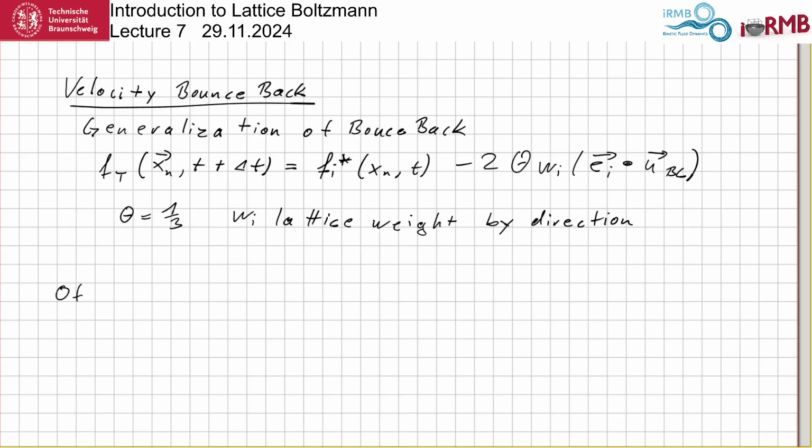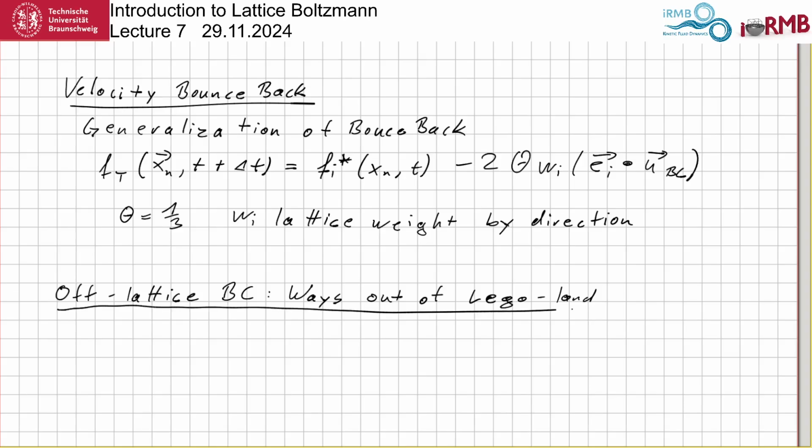And this is the off-lattice. I mean, of course, unless you have a question. Off-lattice boundary conditions. And these are the ways out of, say, Lego land. So we have the problem in Lattice Boltzmann that we are on a Cartesian grid, and then there are people who think about boundary conditions on nodes, and then there are people who think about boundary conditions halfway in between nodes, and we actually want to have our boundary conditions somewhere, anywhere.